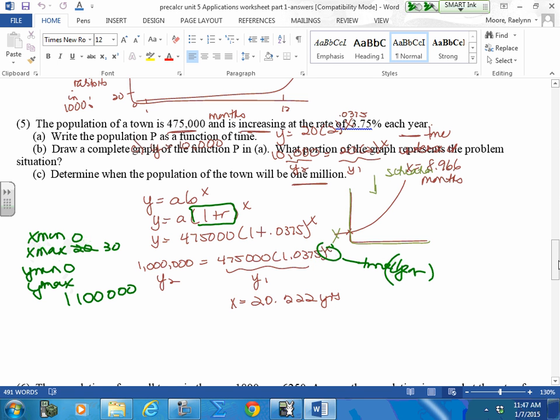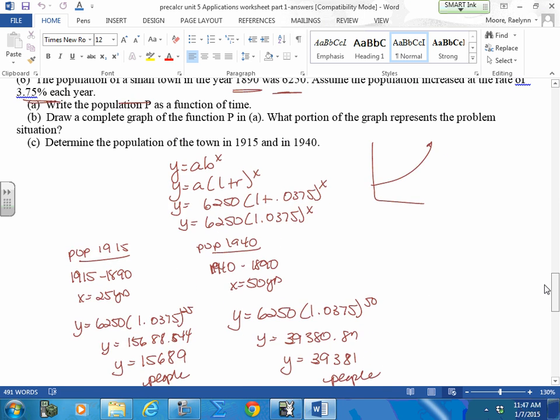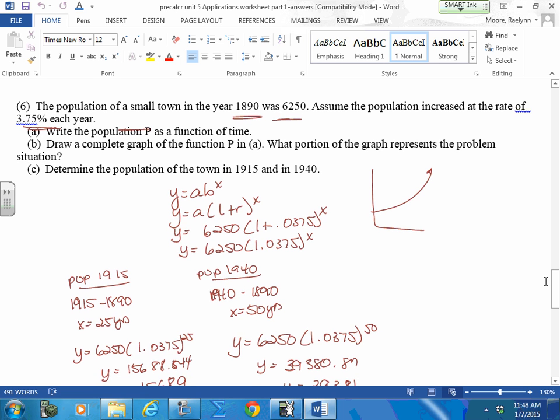Good? Okay. 6. Now 6 was a little tricky. It works the same way as the one we just did. We're increasing your population. But the only thing is they wanted to know the population in 1915, 1940.